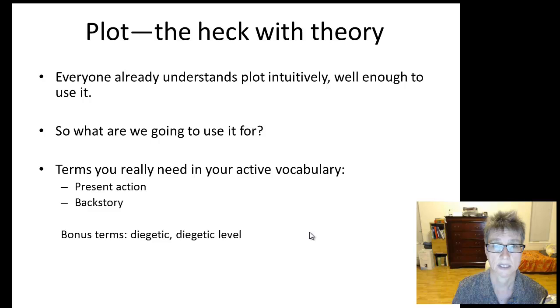That's not the end of the narratological history of plot, of course, but that's all I feel like saying about it. Like I said before, you already understand plot well enough. We can get on with it. So what does that mean? I'm not going to test you on any of the Freytagian terms, although run your eye over them well enough that you recognize them when they come up in conversation. These are terms that you really need to have in your active vocabulary.